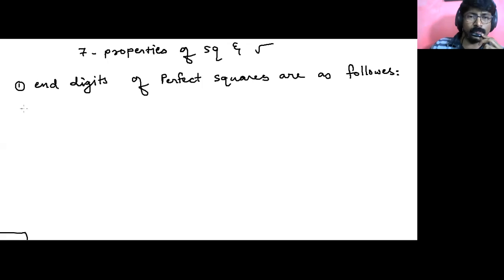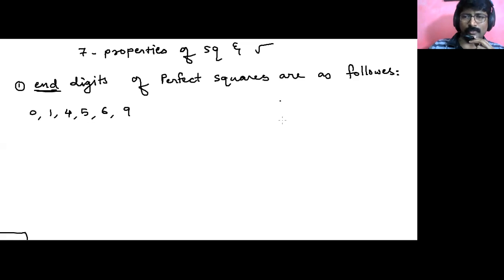So they could be 0 in the unit digit. End digit means unit digit. The unit digit could be 0, or it could be 1. 2 never comes, 3 never comes. 4 it can be, 5 it can be, or 6. 7, 8 never come, and then 9. So these are the unit digits. You can just check that out.